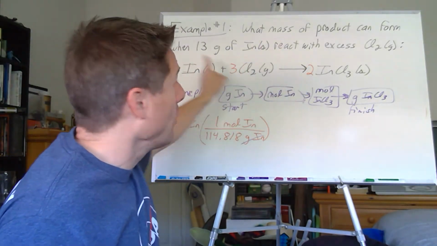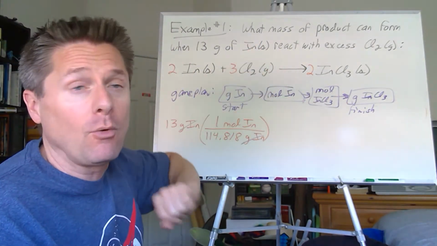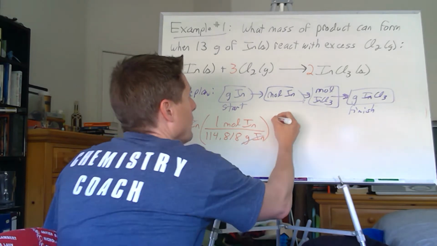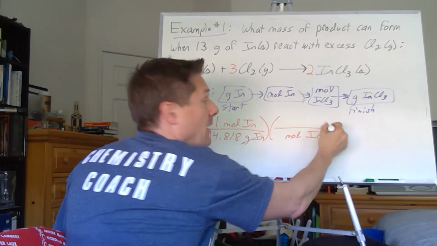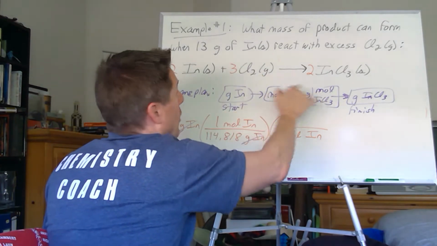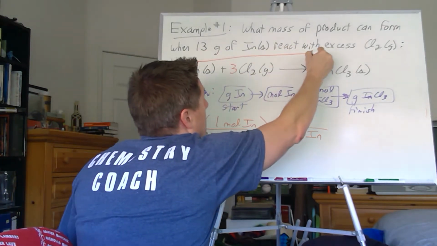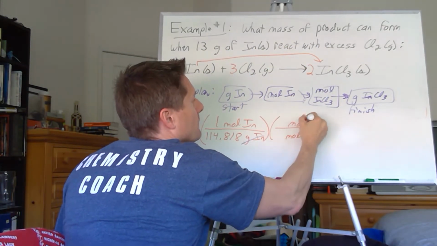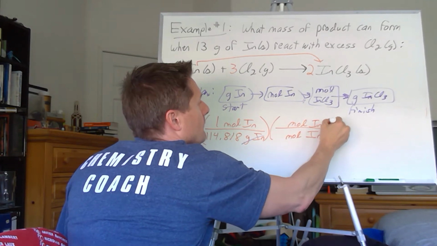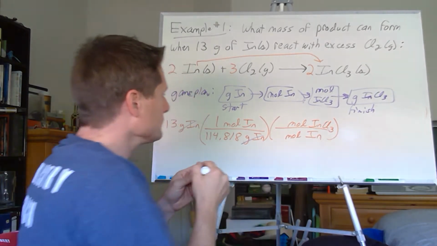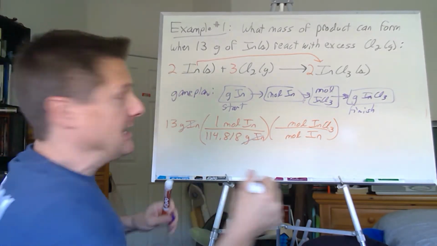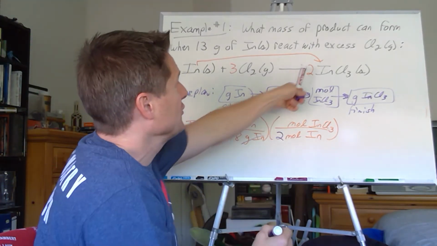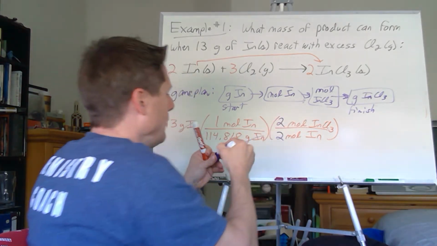Then you can go to moles of any other species. Now I don't care about the chlorine in this problem. I care about this. So I want to go from moles of indium, my reactant, to moles of the product, the indium 3 chloride. And now I'm just going to write the number in there. There's a 2 in front of the indium, and there's a 2 in front of the indium 3 chloride.